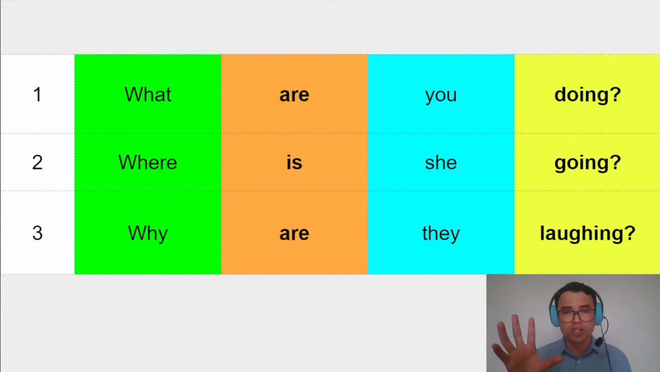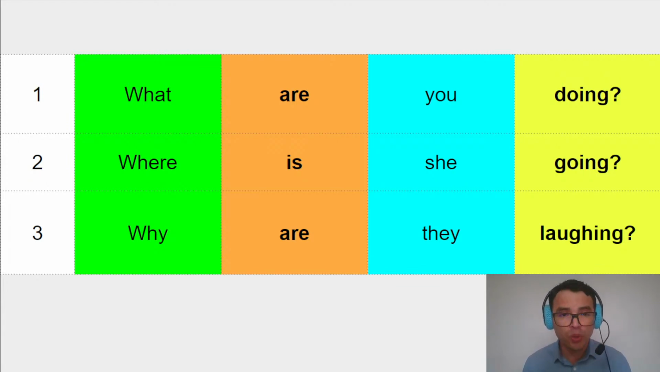Well, you have to start with a WH word like what, where, and why. Do you see green? Right after that, you have to use the verb to be in orange. Then you have the subject in light blue. And finally, you have a verb that finishes in ing, yellow. So green, WH question, orange, verb to be, light blue, subject, yellow, verb in ing.